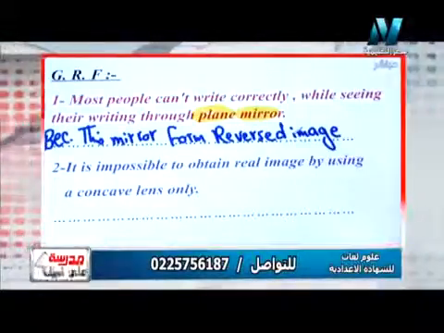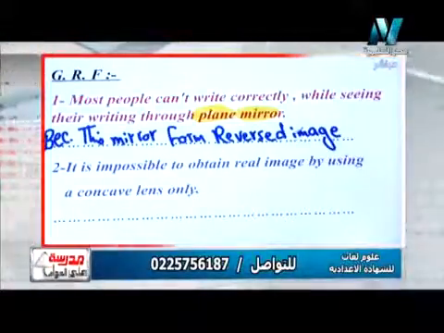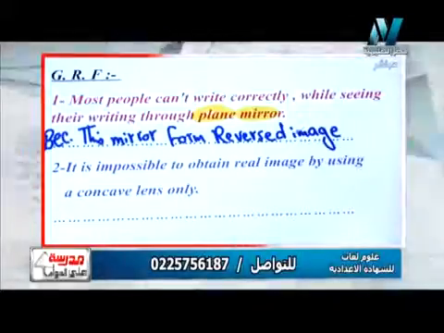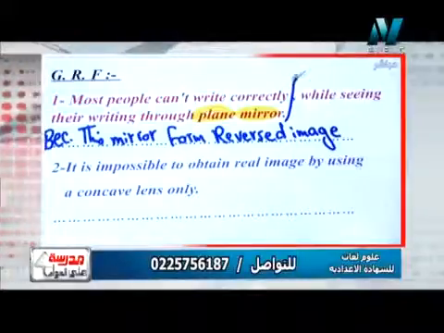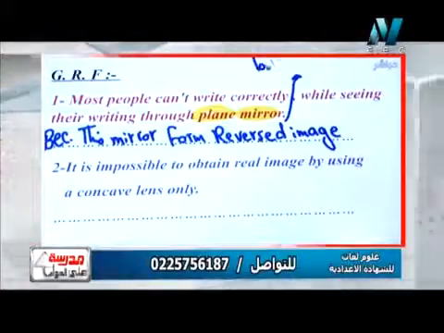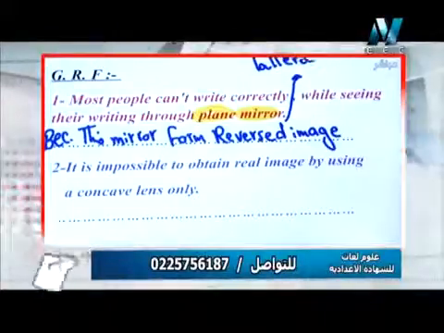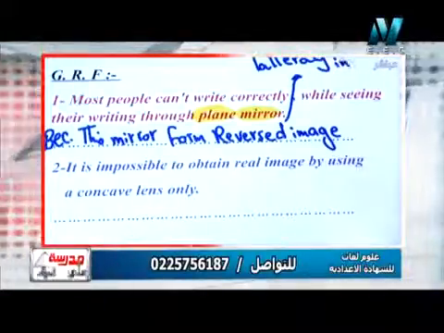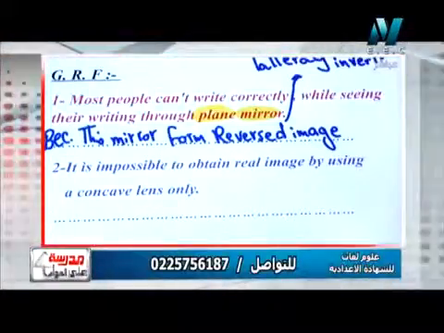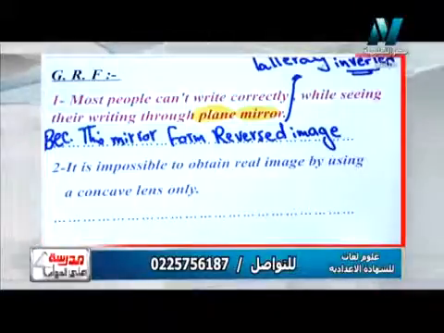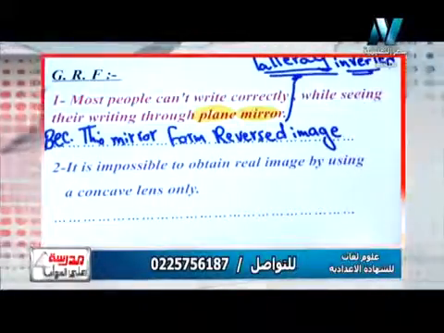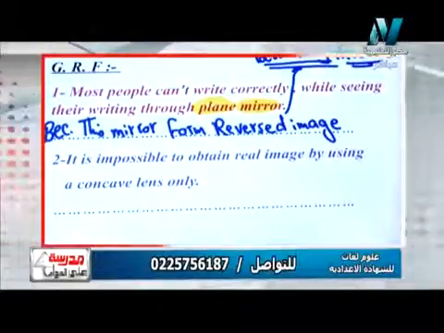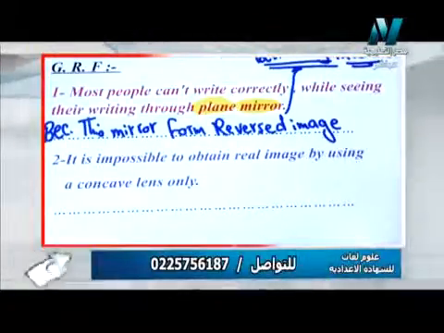So we can't read or write in front of a plain mirror because this mirror forms a reversed image, or we can replace reversed by laterally inverted, because the word inverted alone means upside down. So laterally inverted or reversed image means the right side is the left side and so on.